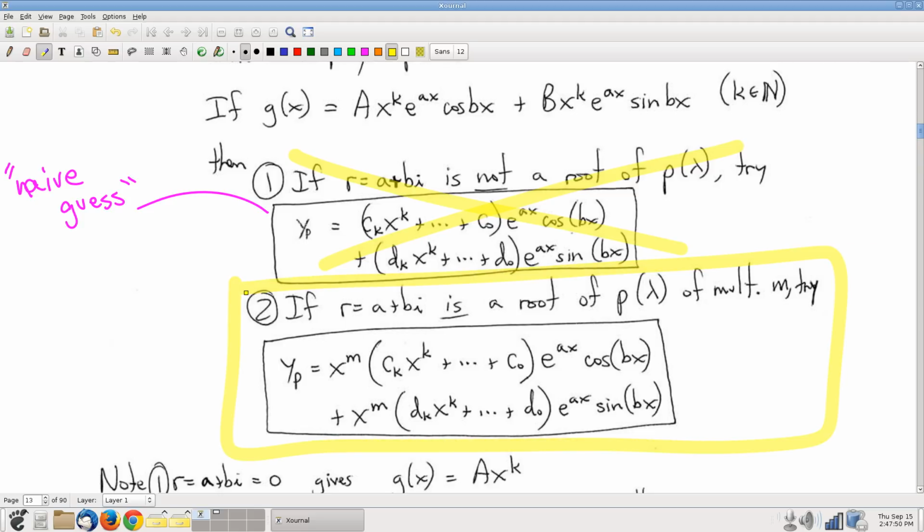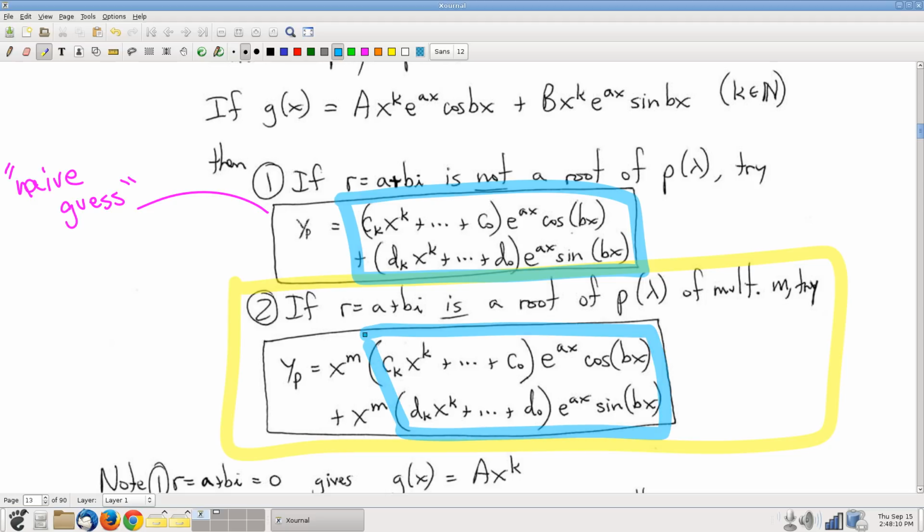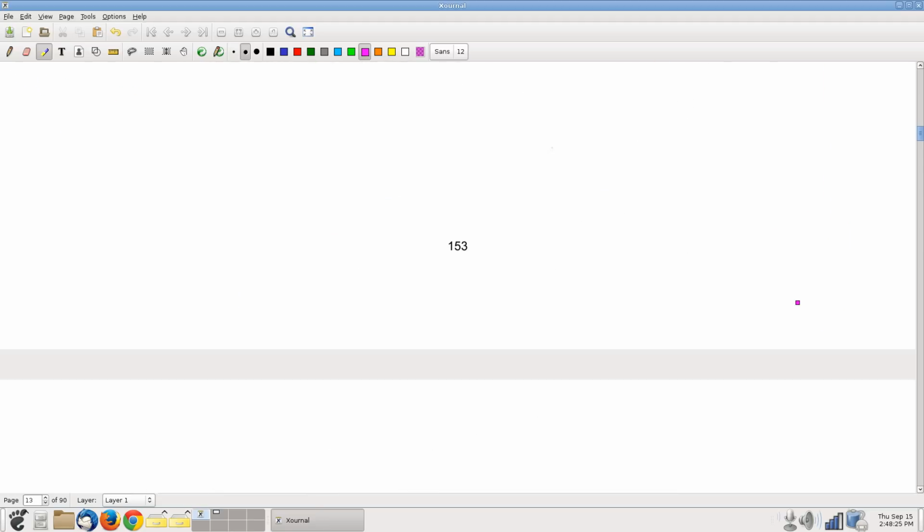I have to use this. After all, R is a root of the characteristic polynomial. By the way, it's a root of multiplicity 1. And so whatever my naive guess would have been, following this naive rule about just speculating about what kinds of terms it looks like ought to be there, I need to multiply by x to the power of that multiplicity, and that multiplicity is 1 in this case.